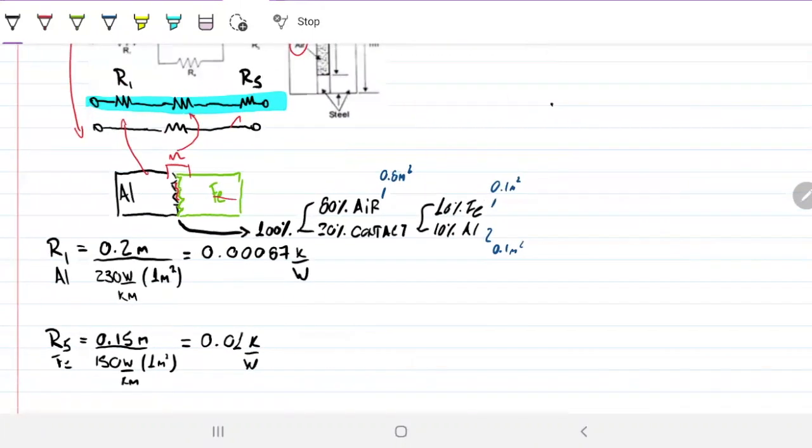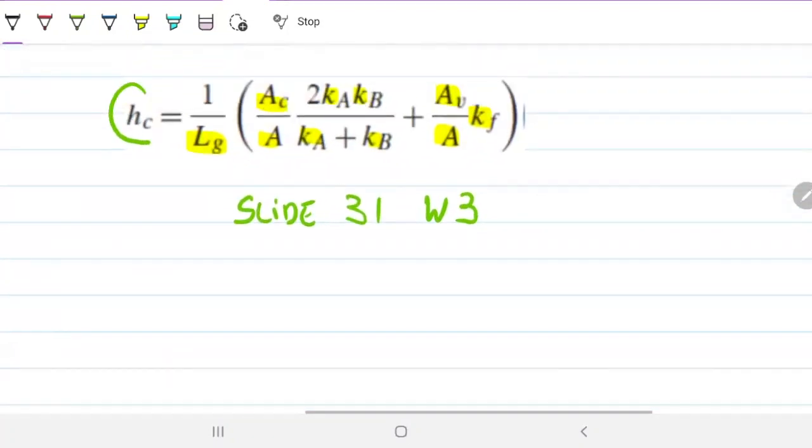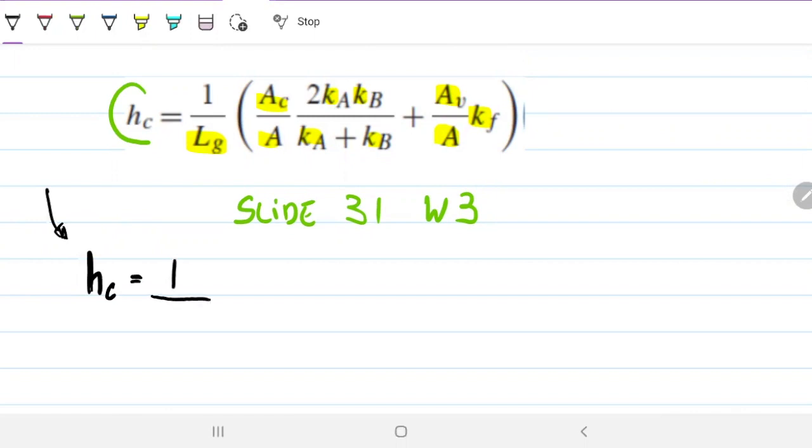Now we're missing the resistance of the gap, and for that we're going to use the coefficients. This coefficient here, HC, we usually use H for convective coefficients. We're going to see another H showing up in question 4. The coefficient for the gap will be 1 over the size of the gap, which is 0.0002 meters, multiplied by the area in contact over the total area. So this would be 0.2 divided by 1, or 20%, if you will.